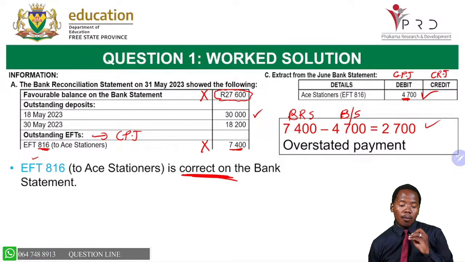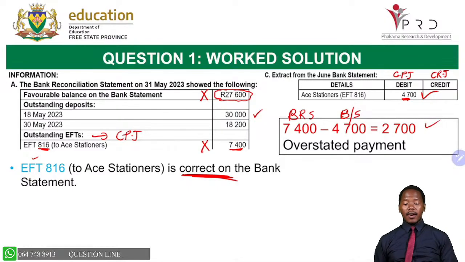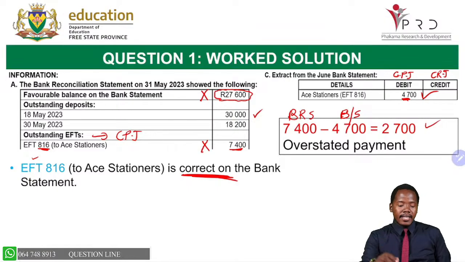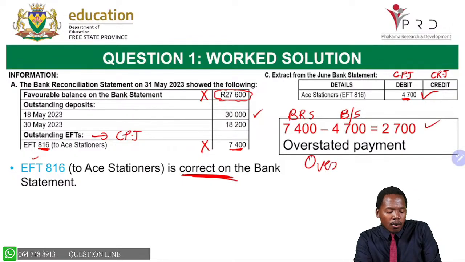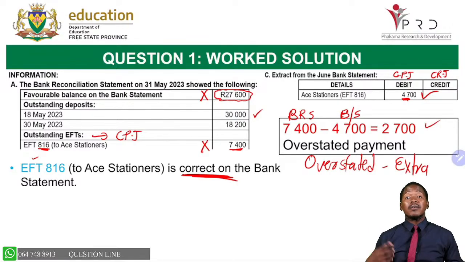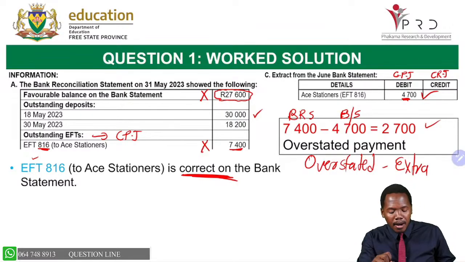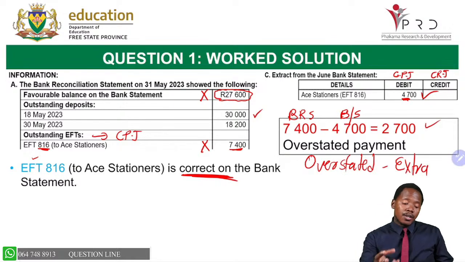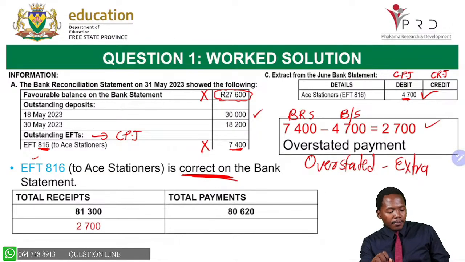Okay, now what does it say? If we have recorded 7,400, it means we have overstated. What do I mean by the word overstated? It means we recorded extra. There's an extra amount. It means we over-recorded the amount. So what do we need to do? We need to reduce the amount. Now, how do we reduce the amount?